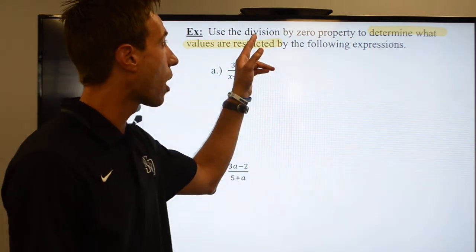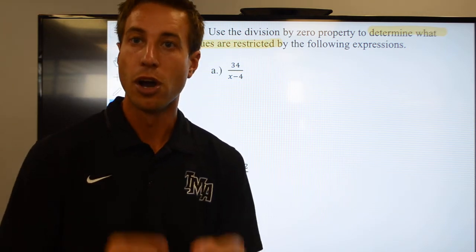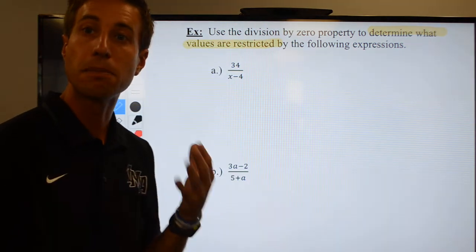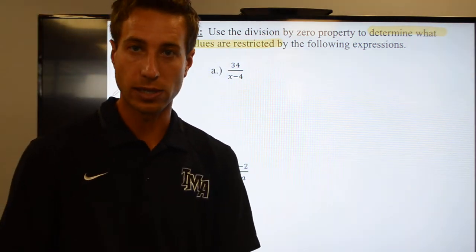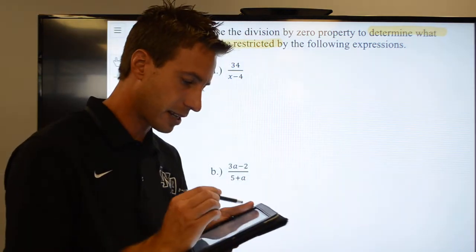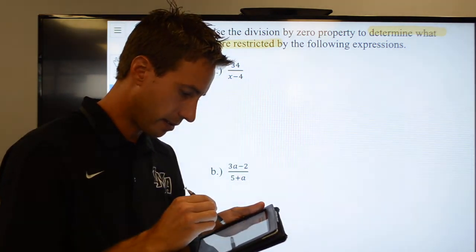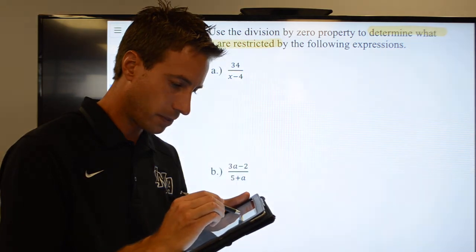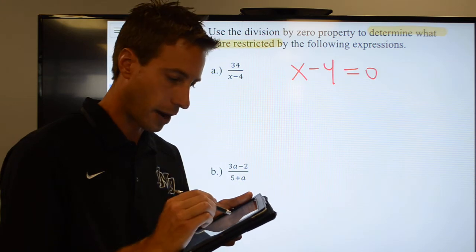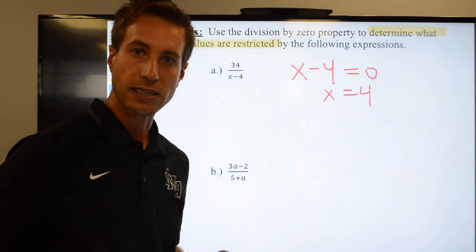And our division by 0 property says the denominator cannot be 0. So that's exactly what we're going to do. I'm going to take my denominator, x minus 4. I'm going to set it equal to 0, and I'm going to solve. So let's go ahead and give that a try. I take x minus 4. Oh, sorry, hold up. That's my highlighter. Wrong. Where's my pen? There's my pen. I'm going to take x minus 4. I'm going to set it equal to 0. Solve for x. Well, I add a 4 to both sides. I get x is equal to 4.